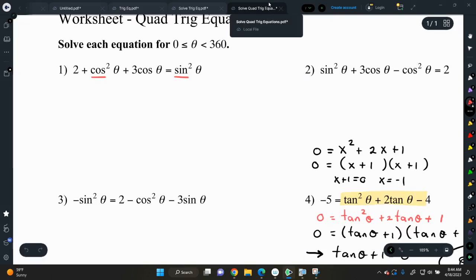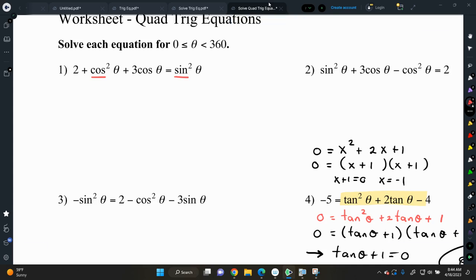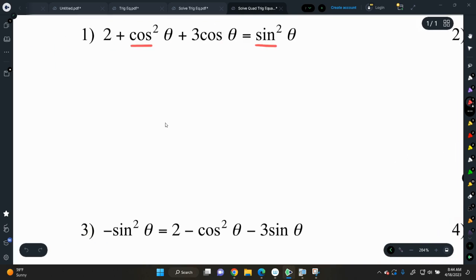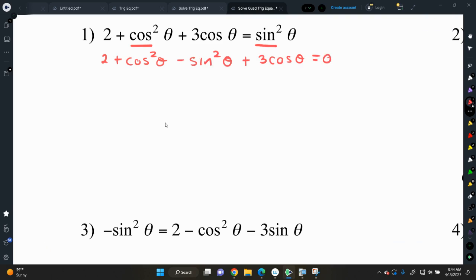In this one, I can't do that. First off, it doesn't equal 0, and when it does equal 0, I'm not going to be able to separate it like that. So let's see what we can do. I'm going to start by subtracting sine squared, like that. Let's get it equal to 0 because it is what we call quadratic in form.